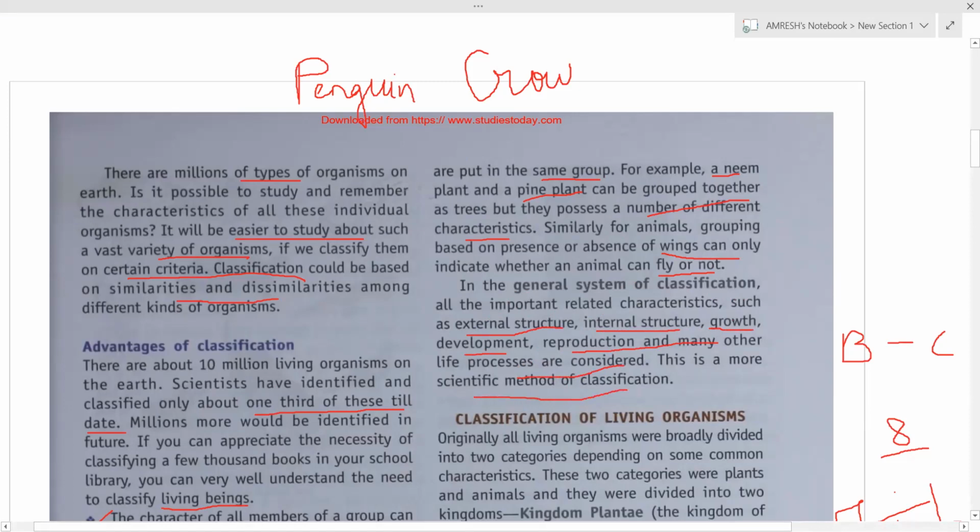So the scientific method includes structure, meaning anatomy and morphology, that is external and internal structure, growth and development. Each and every organism may have a different system of growth, different system of development, different methods of reproduction. Some may reproduce sexually, some may reproduce asexually. On the basis of that, we have the general system of classification, and this system is more scientific than the artificial system of classification. Okay, I hope you are getting it.